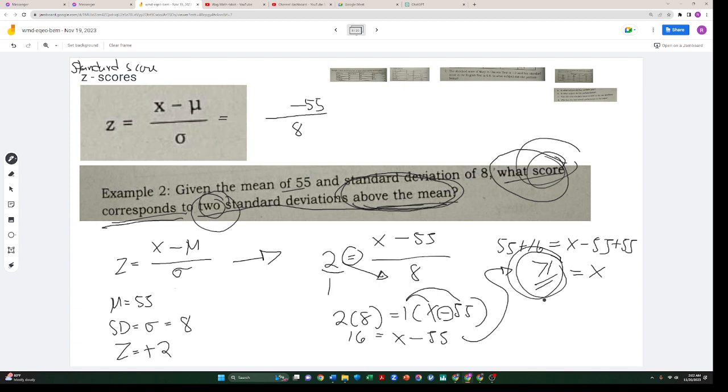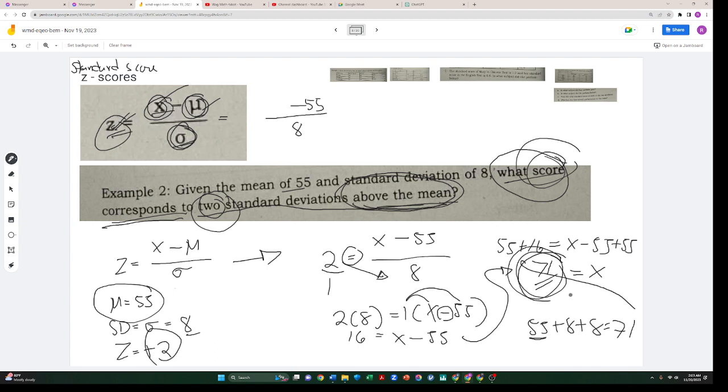This is the answer. But let's check. We have the mean of 55, right? Then our z is 2 standard deviations above the mean. So, I add 8, because 8 is the standard deviation, plus 8 again, twice because the 2 is positive, going up. So I add. If it were negative, I would subtract. But my baseline is 55, because that is our mean. So, checking: 55 plus 8 plus 8 is 71. Therefore, this answer is correct, 71. That's it for interpreting. I hope you understood.